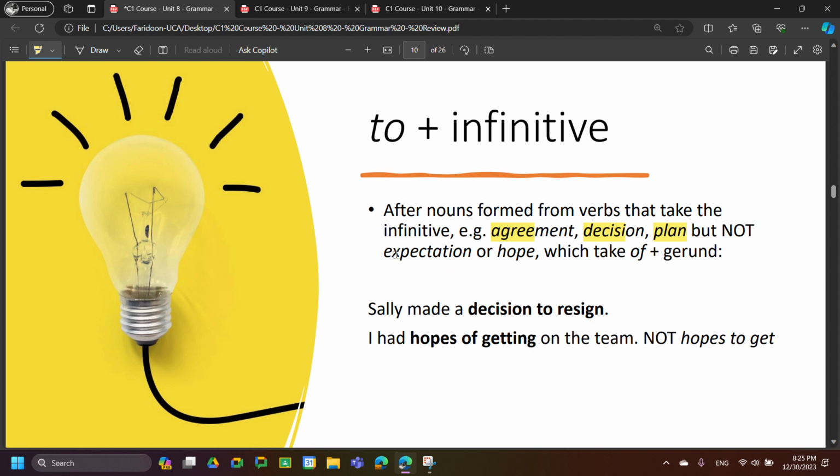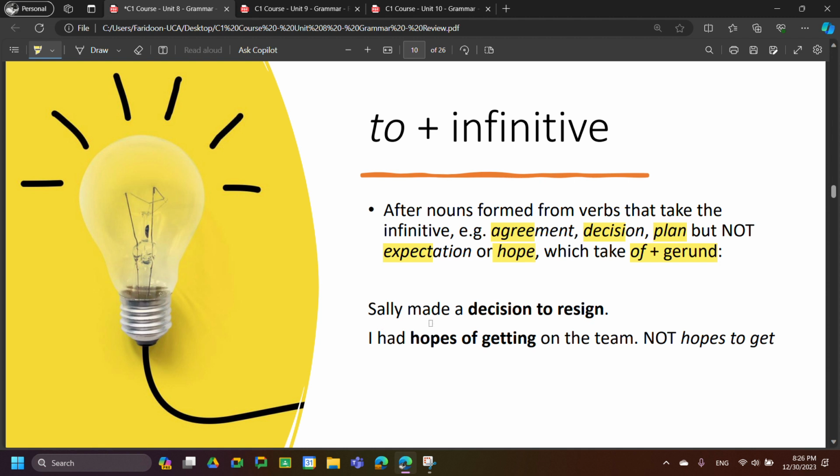Two things that do not actually get a to plus infinitive, even though their verbs take to plus infinitive, are expectation and hope. Expectation, which the verb is of course expect, is followed by a to plus infinitive when it's a verb, but when it's a noun, it's supposed to be followed by of plus a gerund. And the same goes for hope, okay?